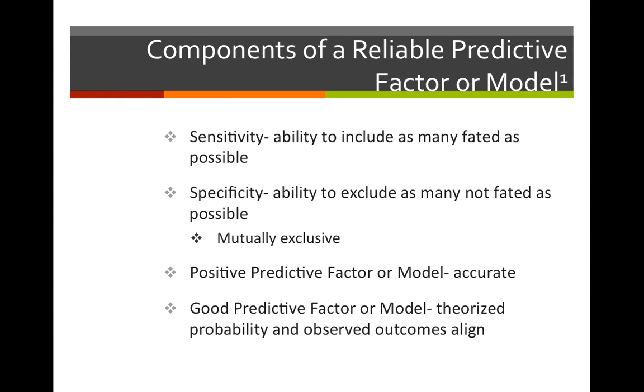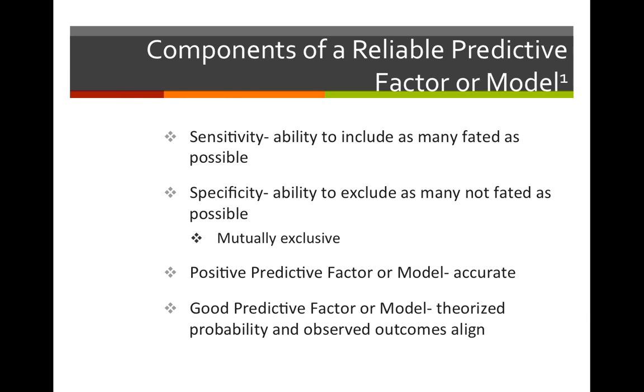So now we're going to look at some of the components of the reliable prediction factor model. So first, we're looking at sensitivity. A good factor model would be able to include as many patients that are likely to have that issue as possible. So for DVT, we want to create a model that brings in and identifies as many people as possible that could possibly have a DVT.